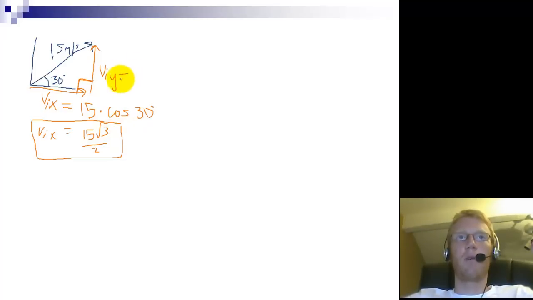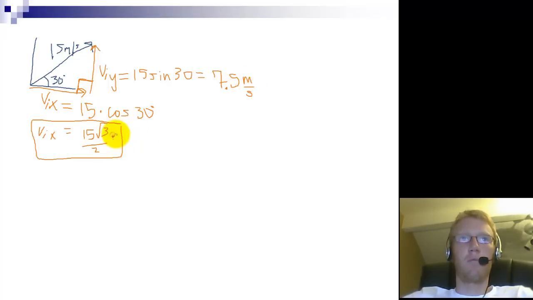Okay, the y component, this side is opposite of this angle, so we've got 15 times sine 30. And if you remember that sine 30 is 1/2, this gives you 1/2 of 15, which is 7.5. And oh, I need to not be a bad teacher, and I need to make sure I put my units. So this is meters per second.